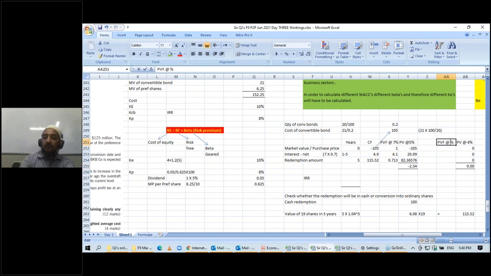This means that we have to take another rate which will be lower, so I'm taking a 6% rate, and at 6% the present value fraction will be 1, annuity fraction will be 4.212, and the present value fraction at 6% for 5 years will be 0.747. This gives you an NPV which is positive.